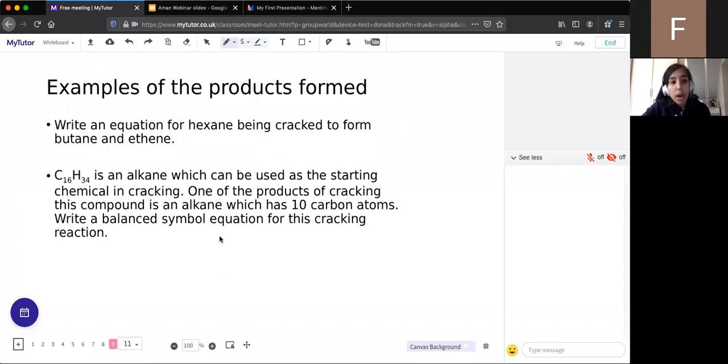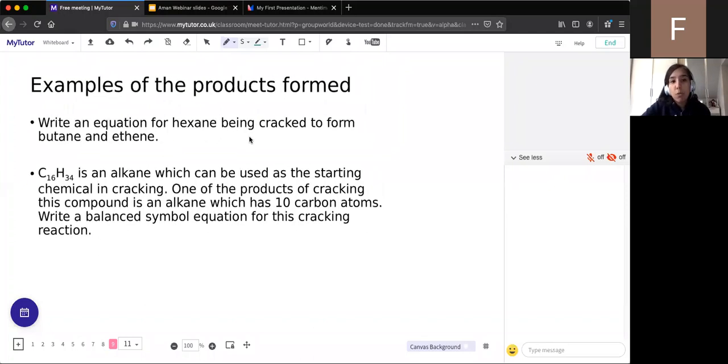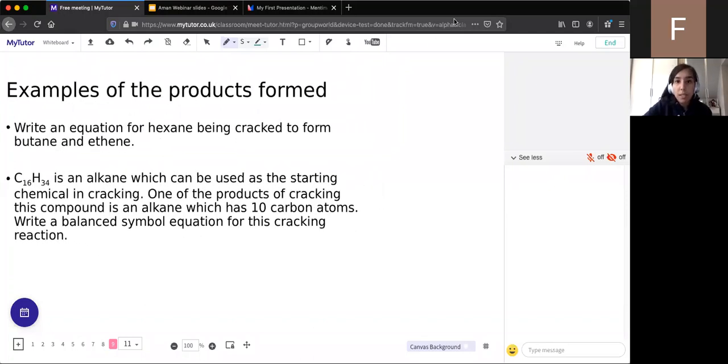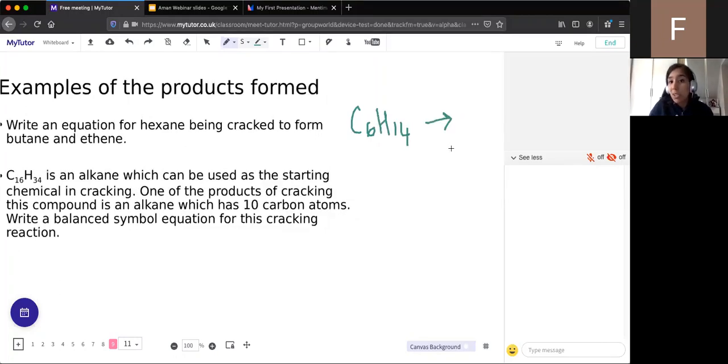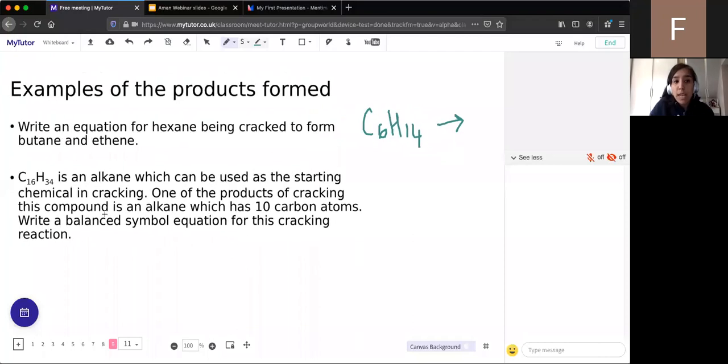Okay, so let's now think about this question here. Write an equation for hexane being cracked to form butane and ethene. So first of all, does anyone know the chemical formula for hexane? If I tell you there are 6 carbons in hexane, good, C6H14, good. It's being cracked, which means it's being broken down. So we just do the broken down, it's just an arrow. And it's forming butane and ethene.